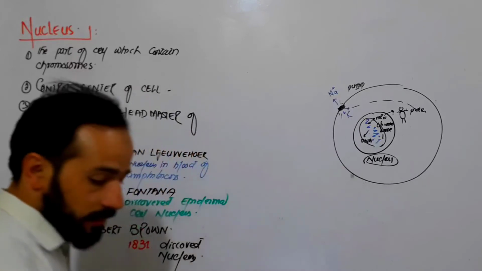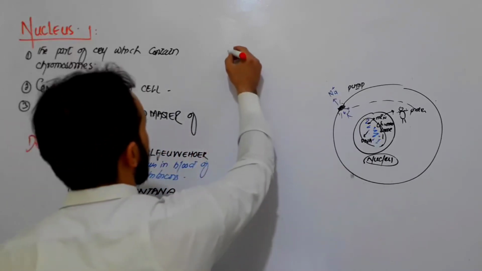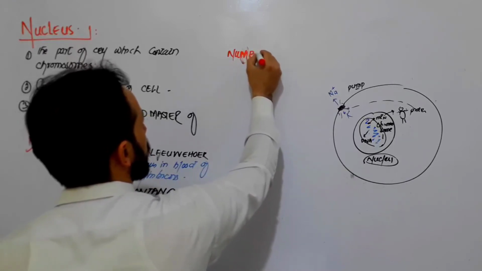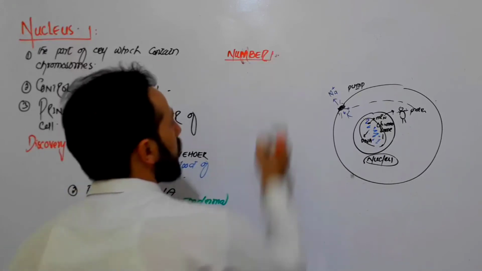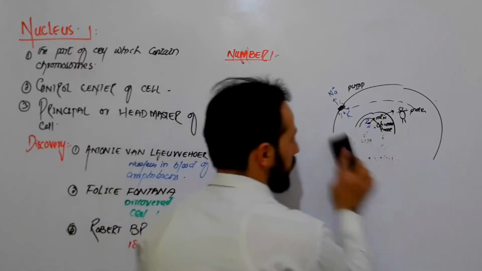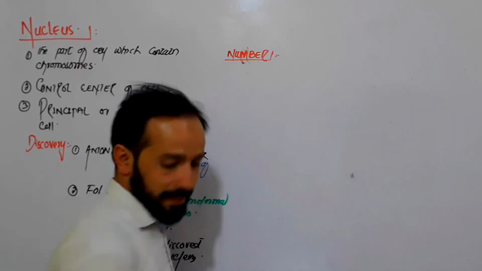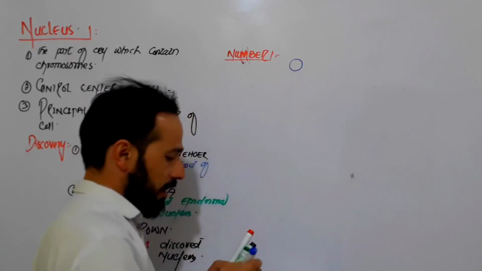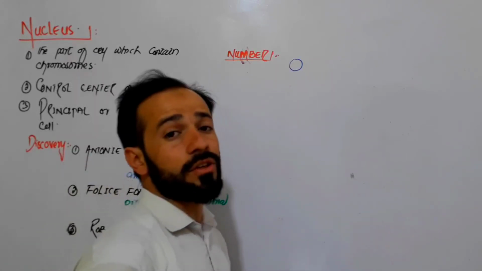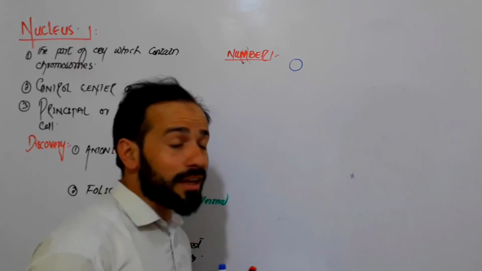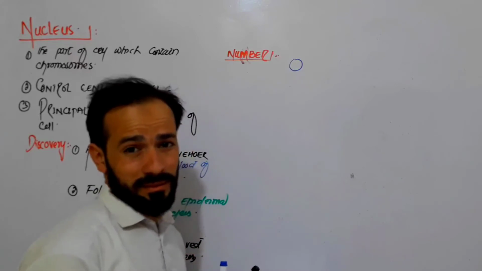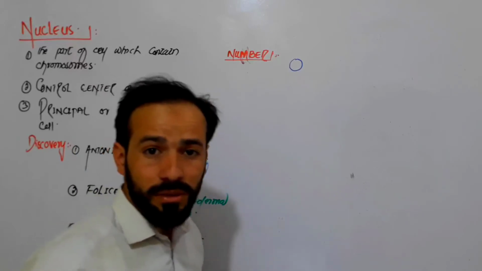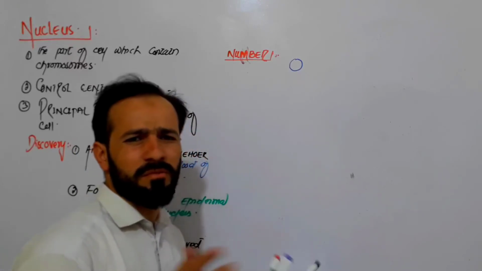Now what is the number of the nucleus? How many nuclei can be there in a cell? There are certain cells which do not possess a nucleus. In our body, as we are studying human anatomy, we have certain cells that do not possess a nucleus. When they become mature, the nucleus is lost, right?